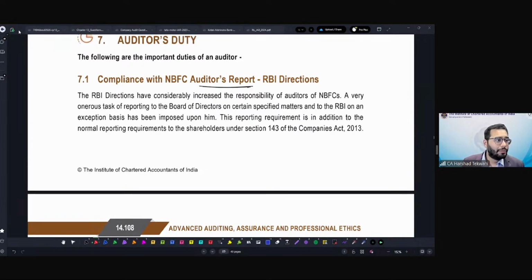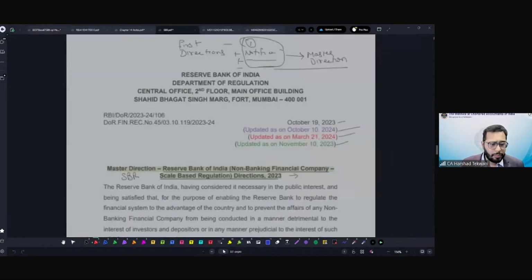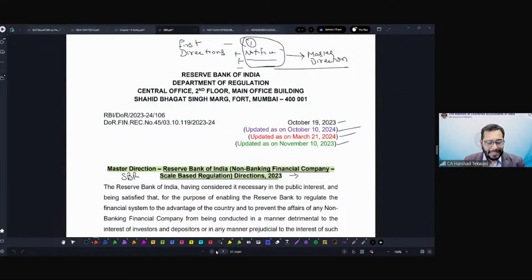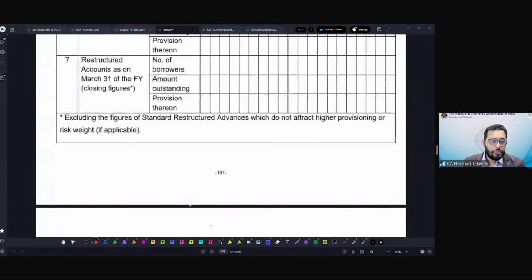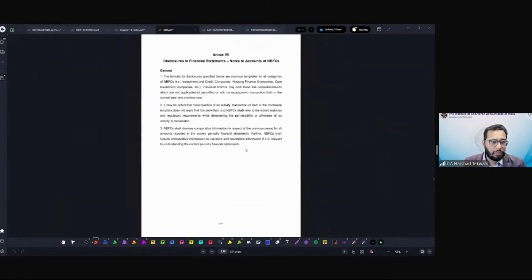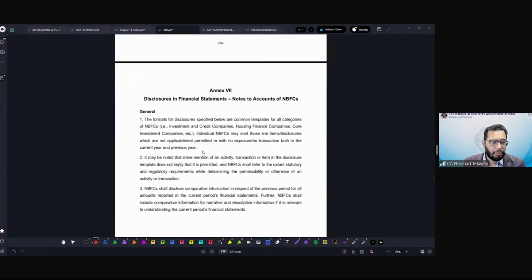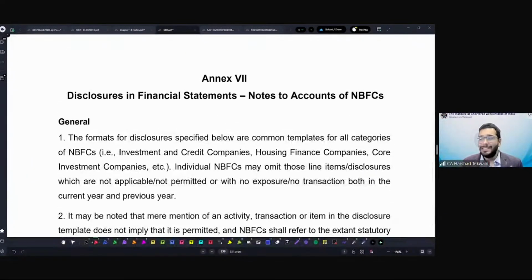We'll go to SBR. When I say SBR, it's scale-based regulation. Okay, so I'll go to specific reporting under disclosure in financial statements. So basically, this is Annexure 7, which talks about specific disclosures in the financial statement notes to accounts for an NBFC. Okay, now this talks about specific disclosure.